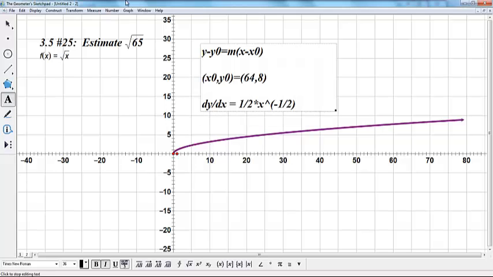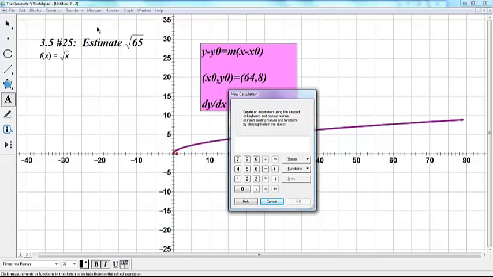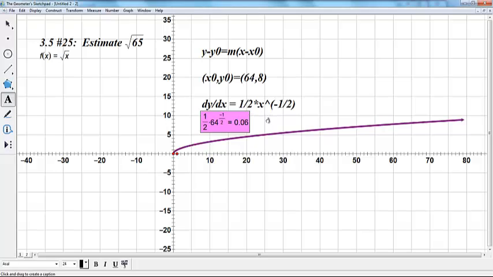Let's just calculate it, right? So we're going to say number, calculate. It's 1/2 times x, which is 64, to the negative 1/2 power. So times 64 to the negative 1/2 power. Okay, so that is 0.0625. So this is the slope, and now we're going to use this equation here.